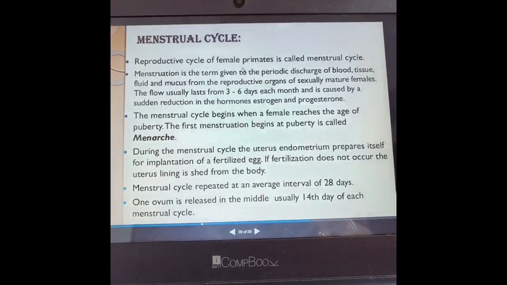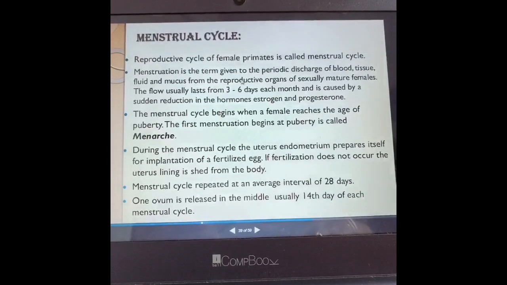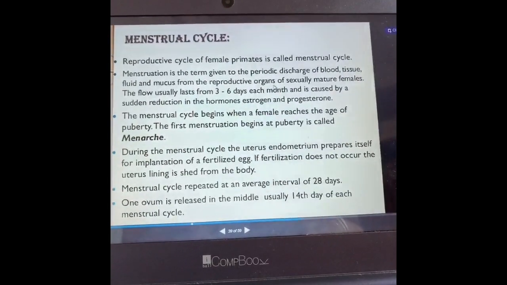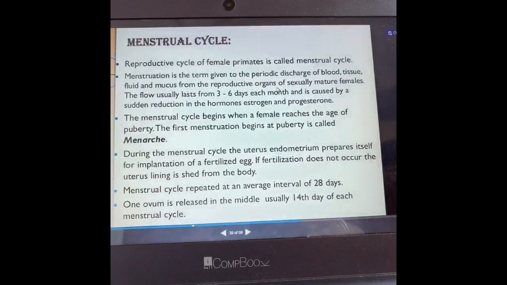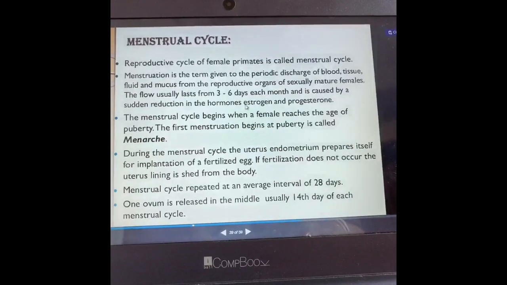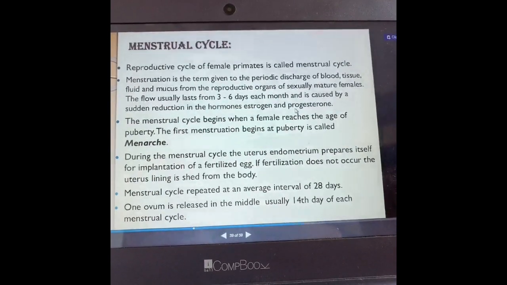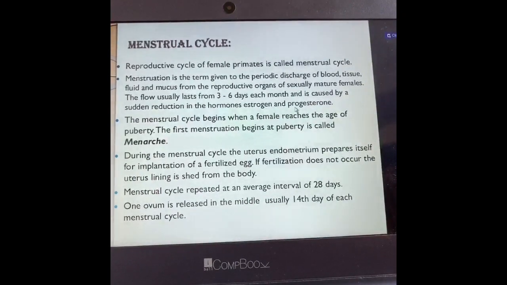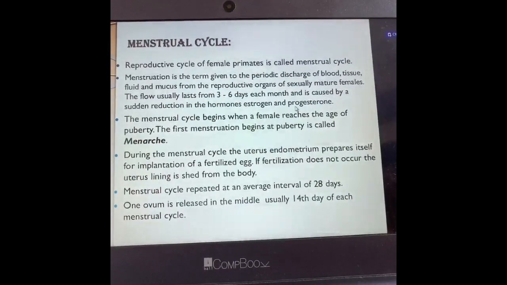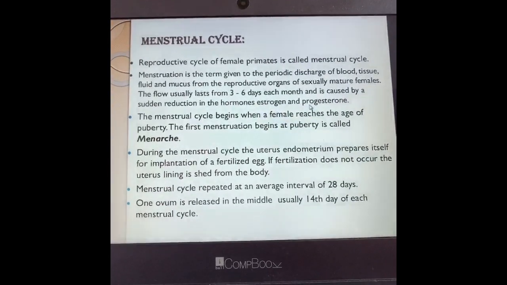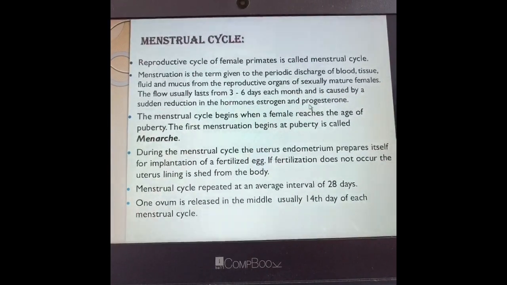So if you pay attention over here, it's the reproductive cycle of female primates with the periodic discharge of blood, tissue, fluid, mucus from the reproductive organs of sexually mature females. The flow usually lasts for 3 to 6 days each month and is caused by a sudden reduction in the hormones estrogen and progesterone. Now, how these two hormones help in the shedding of the endometrium, we will be discussing. The menstrual cycle begins when a female reaches the age of puberty.